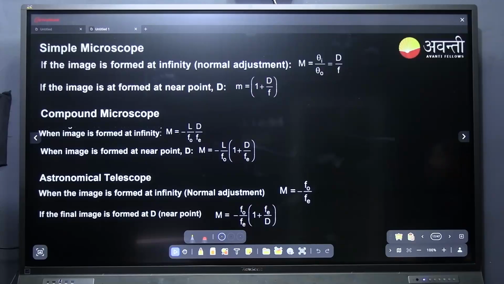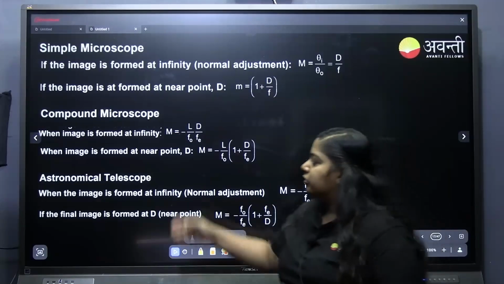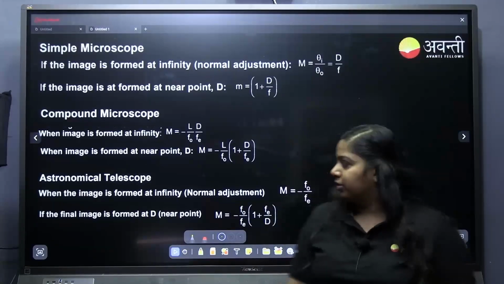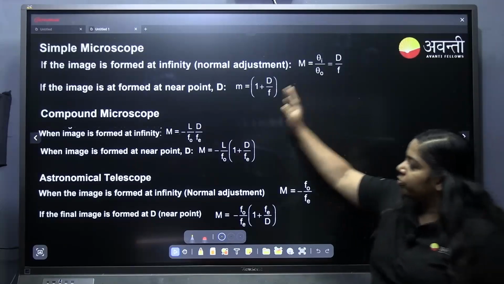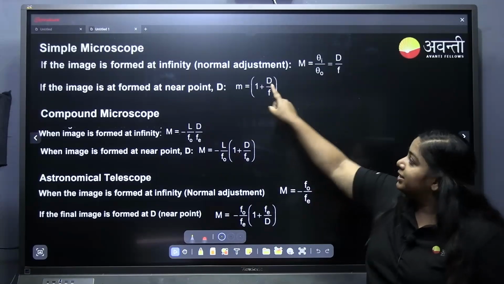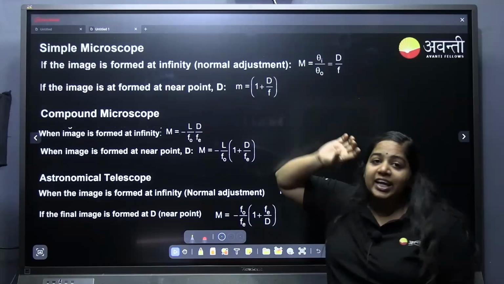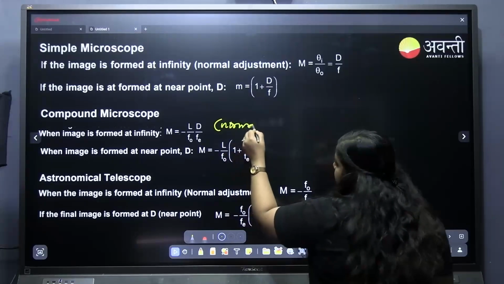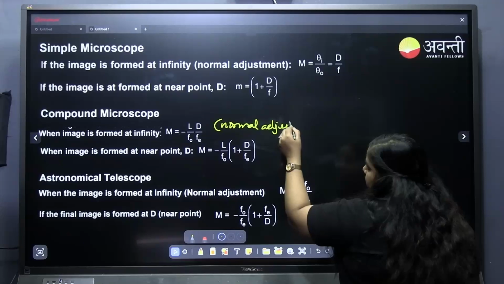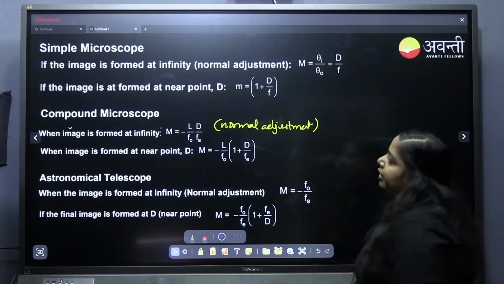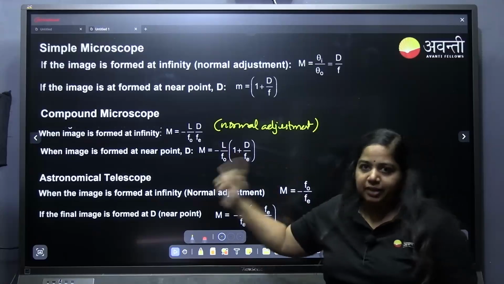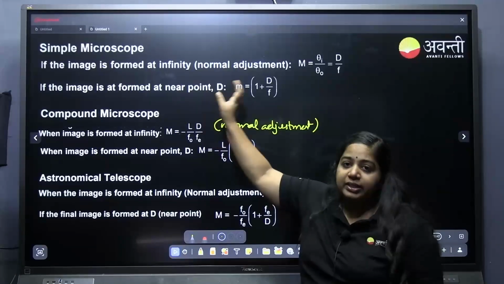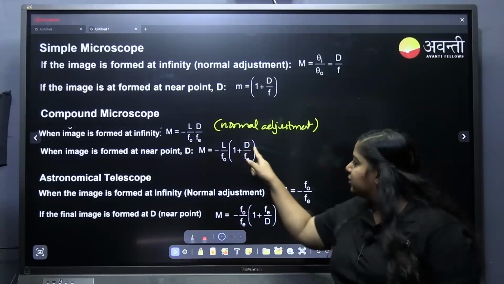Okay. Next is simple microscope, compound microscope and astronomical telescope. These are optical instruments. We need to know the magnification for these. For everything there are 2 cases. First case, normal adjustment, means the image is formed at infinity. Then there is the image formed at point D. Both cases we are using D.